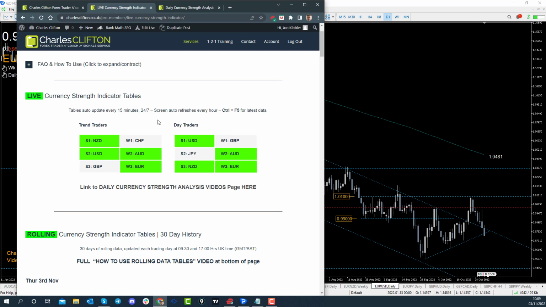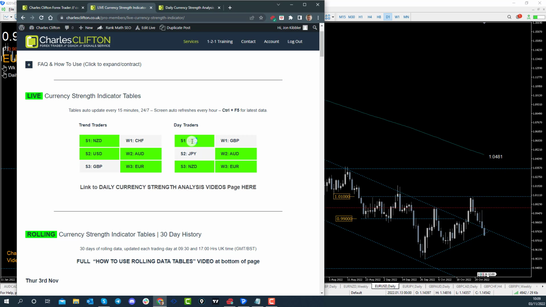So, what are the live currency strength indicator tables showing us today? Well, it's showing us that the New Zealand dollar is top of the trend traders at S1. It's then followed by the US dollar at S2, which is then followed by the pound, which is S3. We then have on the weak side, Swiss franc is the weakest on the trend traders, followed by the Australian dollar at W2, followed by the euro at W3.